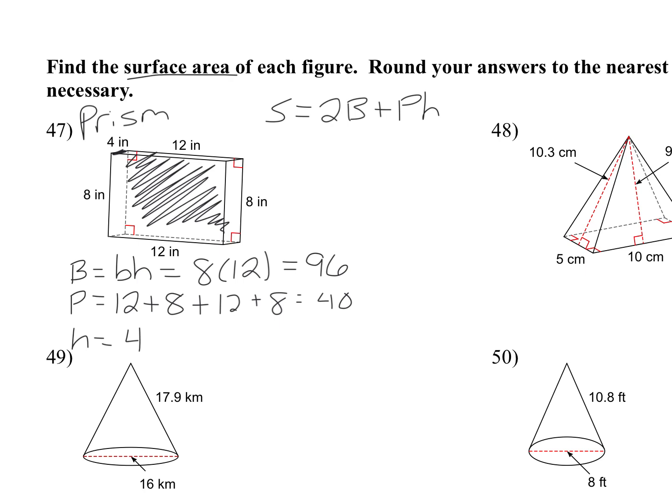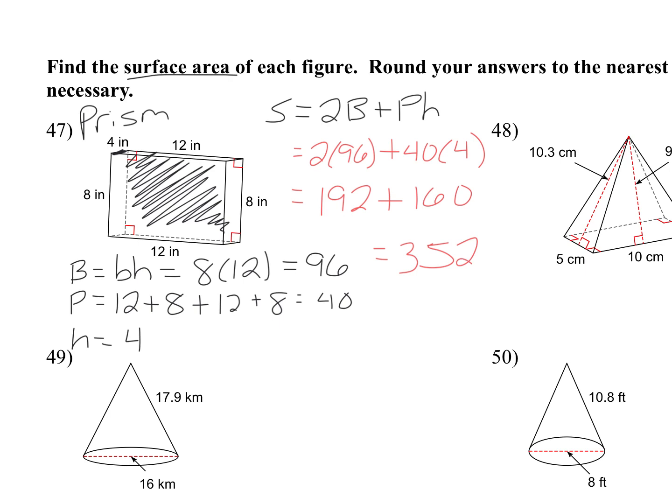So now once you have everything, you plug it into the formula. If I plug that in, we get 2 times 96 plus 40 times 4. What needs to happen first? Yep, multiply both of them separately. If I multiply 2 and 96, I get 192. If I multiply 40 and 4, I get 160. And then lastly, add them together. 352. What would a label be for surface area? Inches squared. Yep, area is squared.